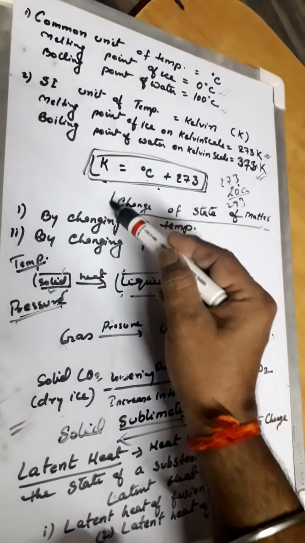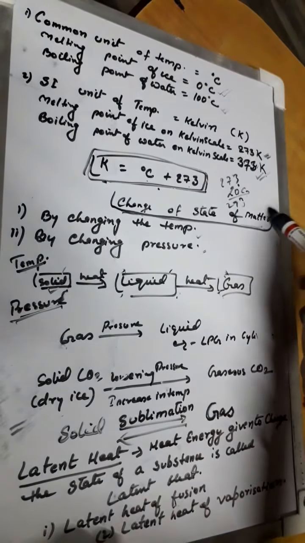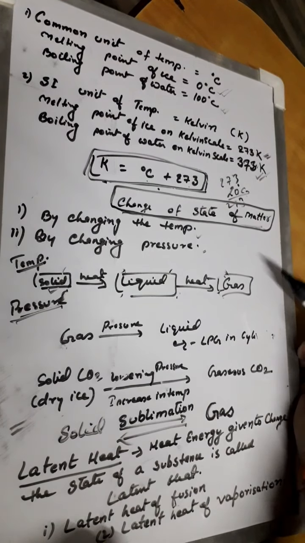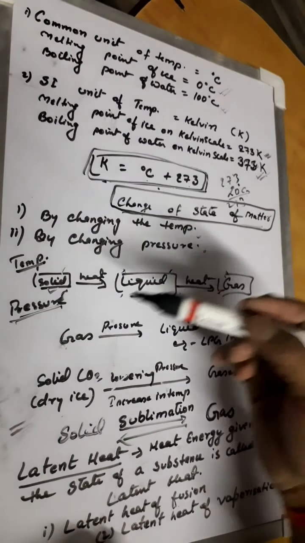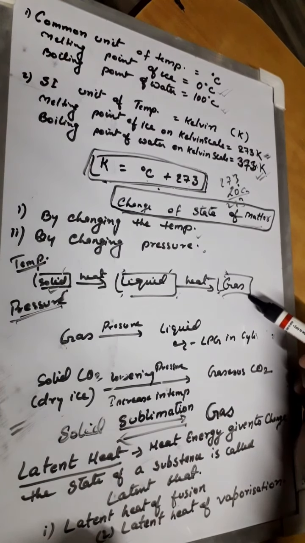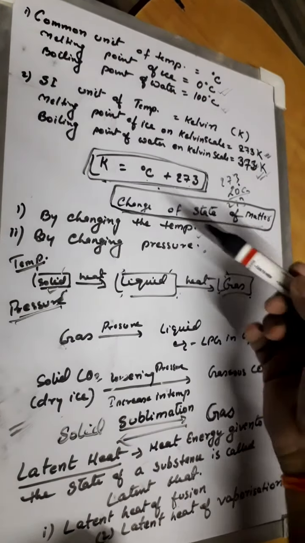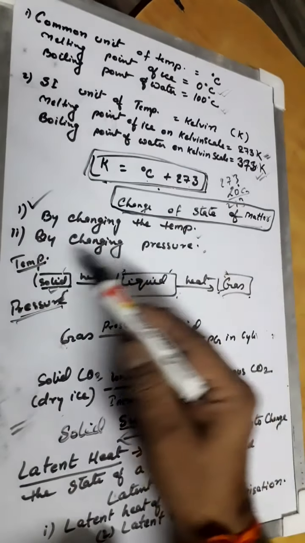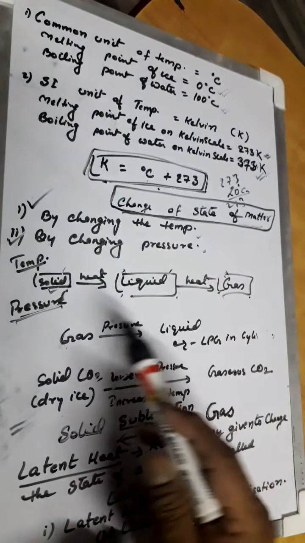Now, we see how we can change the state of matter. If we talk about water, in the solid state it is ice, in the liquid state it is water, and in the gaseous state it is water vapor. We can change the state of matter in two ways. First, by changing the temperature. Secondly, by changing the pressure.